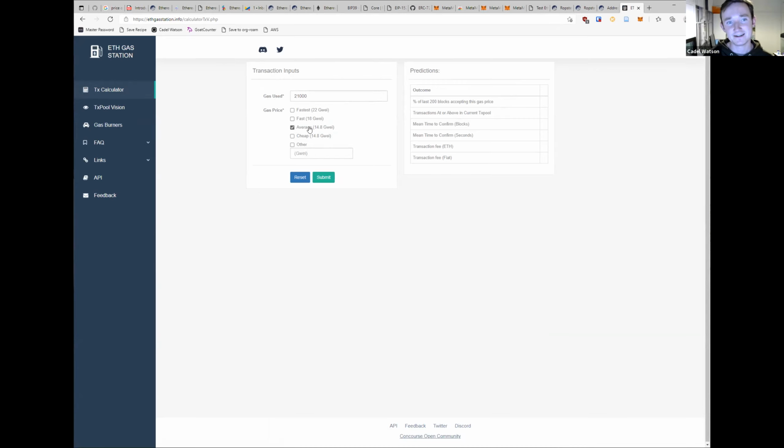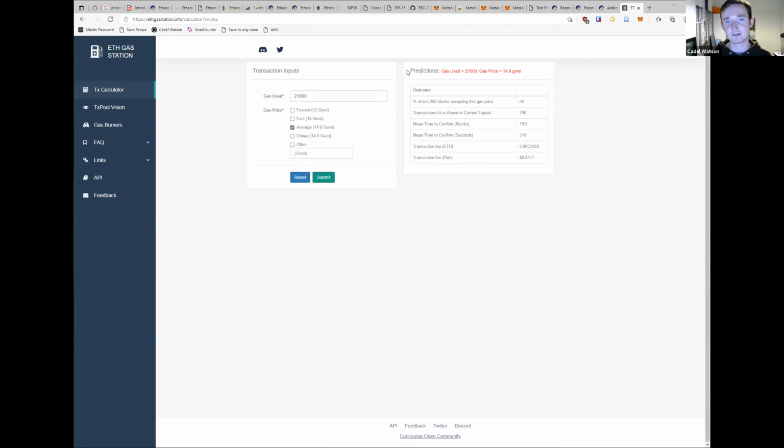Then I can say how fast I want my transaction to be. If I want it to run at the fastest speed possible, then I'm going to pay a higher amount per gas. So it's 21,000 times 22 Gwei, which is the gas fee. Or on average, it might be 14.